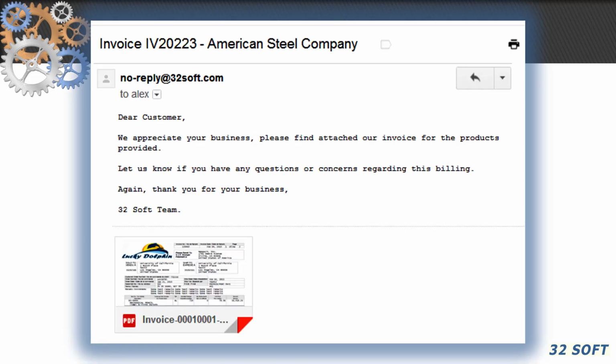Here is a look at the email with the attached invoice. At the top is the title of the invoice, which is configurable however you'd like it to appear in the outgoing email. The name of the PDF attachment is configurable as well.